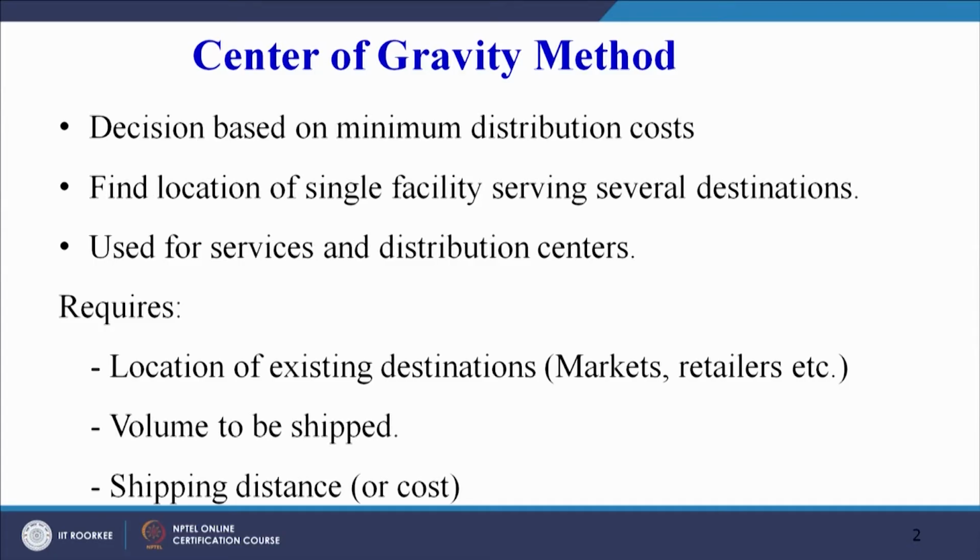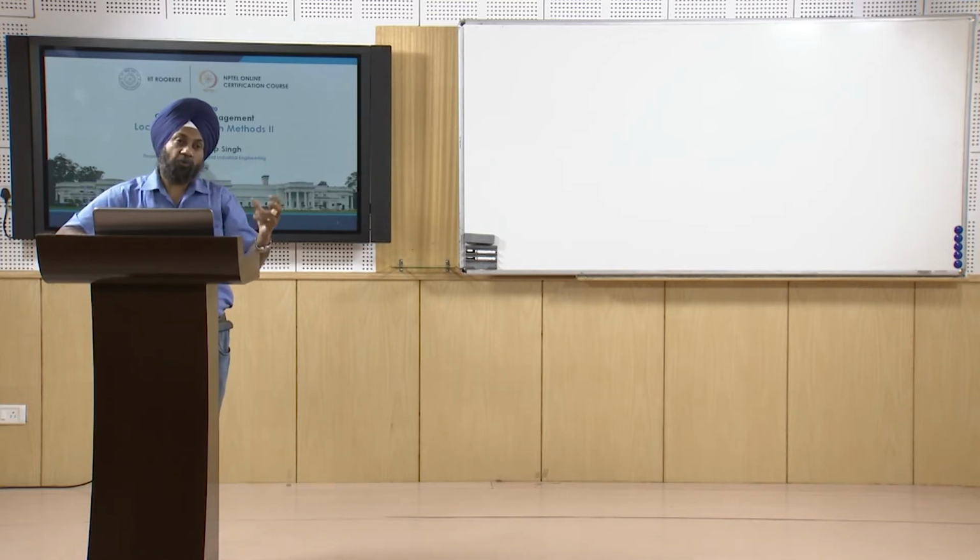Second is the volume or the quantity to be shipped, which is another input requirement. Finally, the shipping distance, or in some cases the cost, is very important. So, we require the destinations, the volume to be shipped to each destination, and finally the shipping cost or distance. Sometimes we may try to optimize or minimize the distance that the material or the product has to travel from the source to the destination.